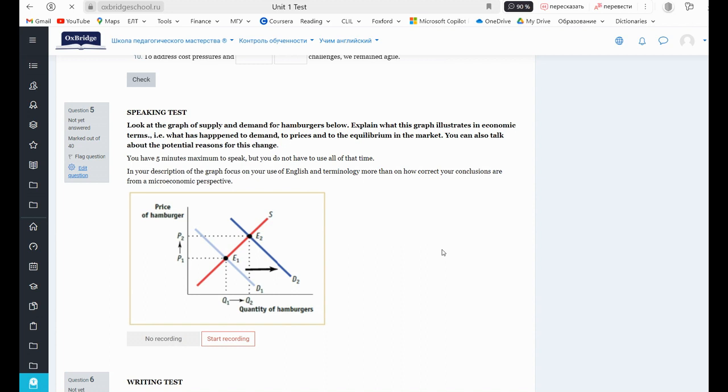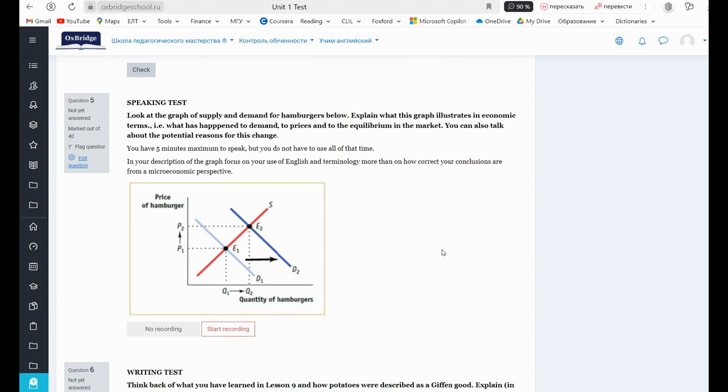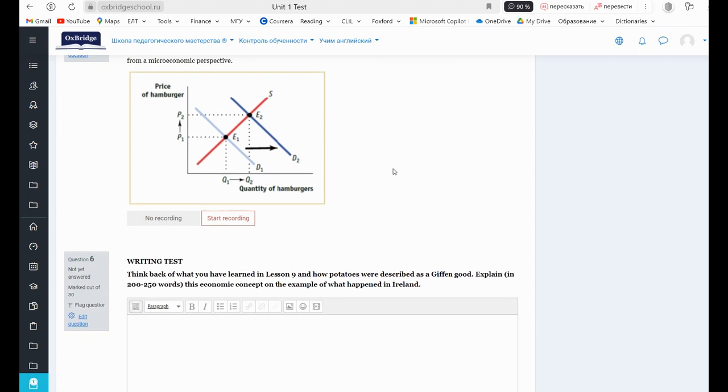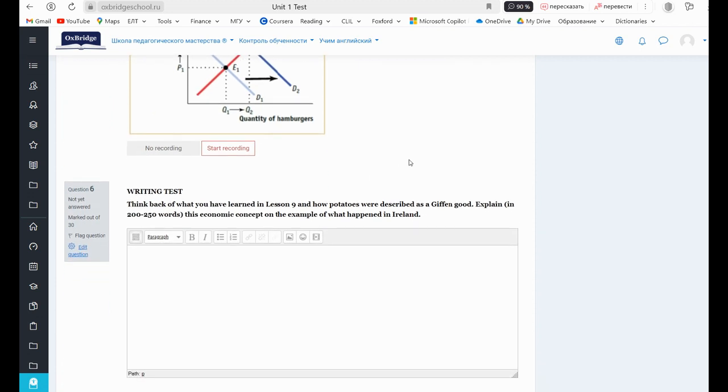The speaking test also goes back to what they're required to do, which is to talk in a professional language about economics. They will record their answer on the platform. They're limited to 5 minutes maximum because the platform simply won't allow them to record any more, and they need to explain, in this case, the graph for supply and demand for hamburgers. The writing test also combines what they've learned in economics about Giffen goods, which is the topic of lesson 9 in Unit 1.